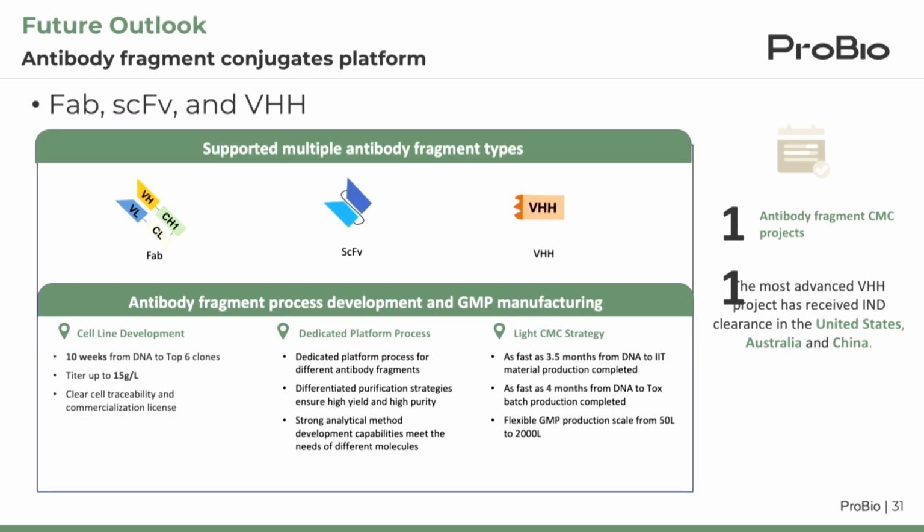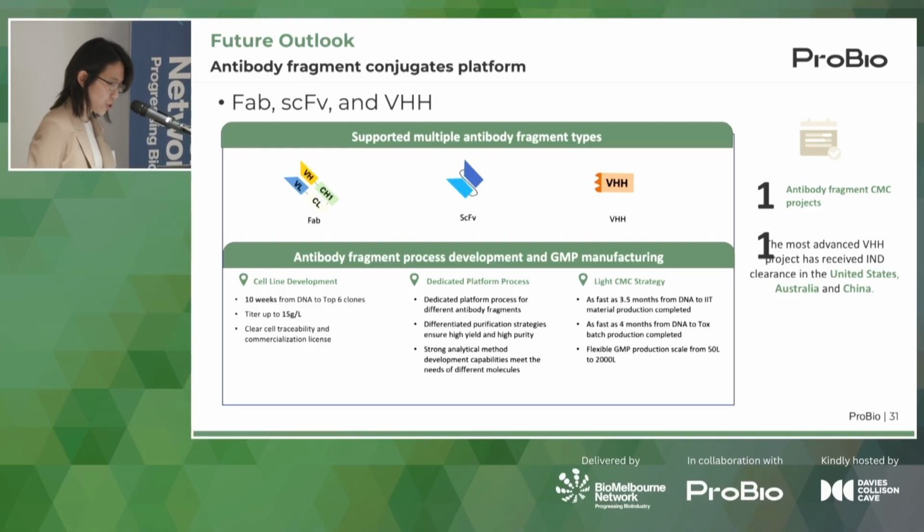It's worth mentioning that ProBio has also established our CMC platform process for these various types of antibody fragments: VHH, scFv, and Fab. For cell line development, it only takes roughly 10 weeks from DNA synthesis to top 6 clone production, and the expression titer can be up to 15 grams per liter. And we have established dedicated downstream purification and analytical platforms for these different antibody fragments to help accelerate the speed and quality of the overall program.